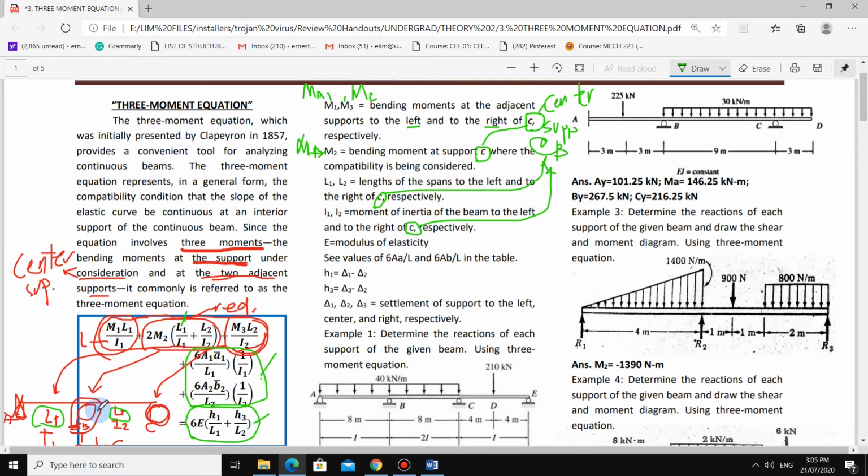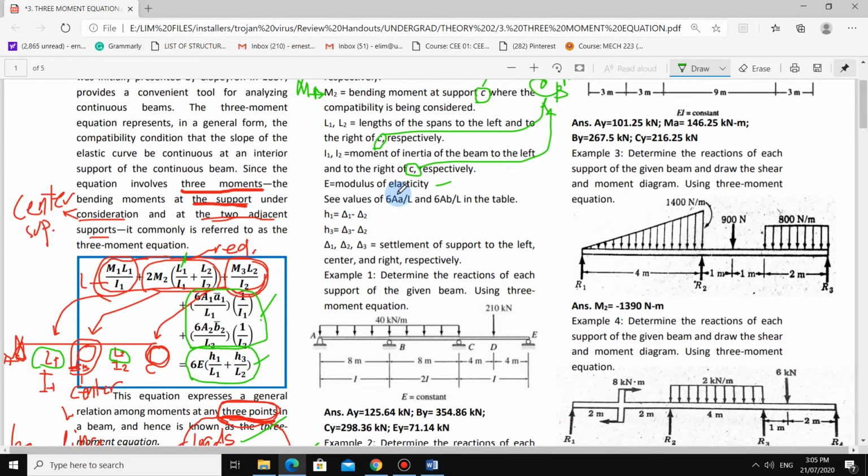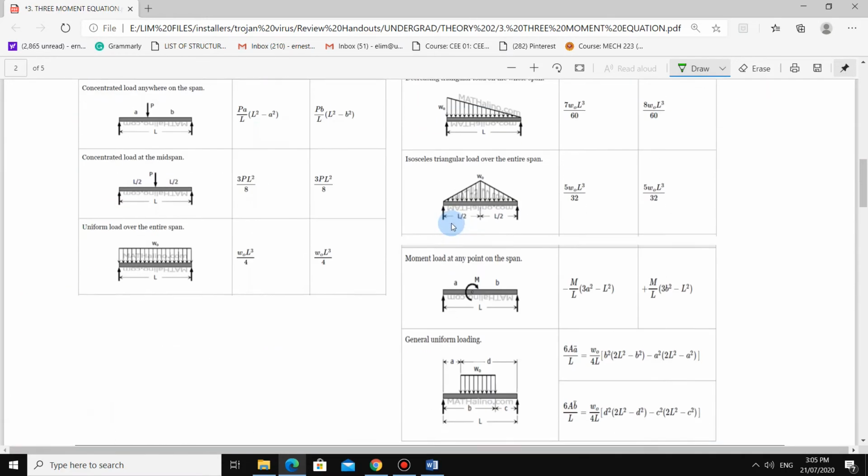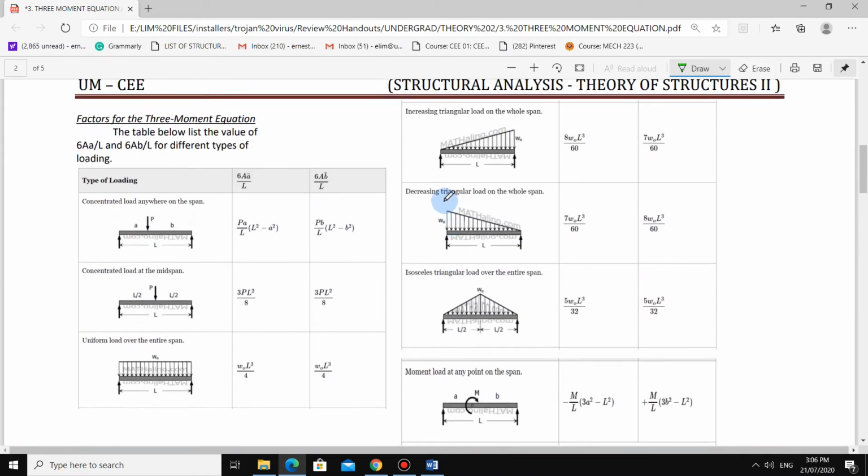So in our case, at B, this is C. Then E is the modulus of elasticity. Now, how about 6A bar over L and 6A B bar over L? This is in the table. So due to loads, it is in the table, so there are formulas too.